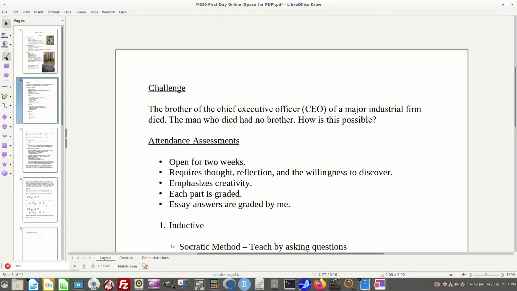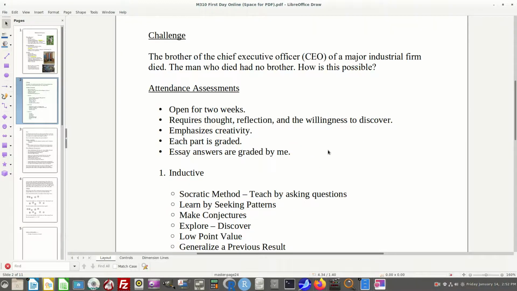We're then shown words like man. We're told that the man was a brother. And then we're asked what is going on here. This is a good example of just a question to think about. It'll appear in your first attendance assignment as well.